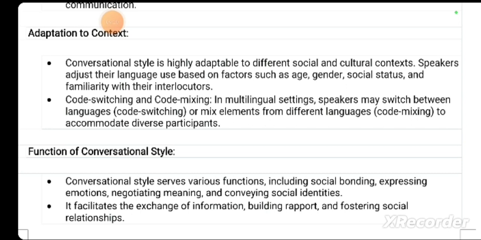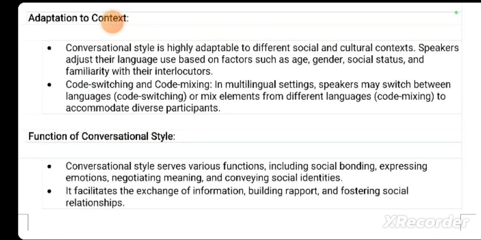You can code switch or code mix while talking, especially in multilingual settings where speakers may switch between two languages. They are talking in English and then suddenly they can switch to another language, for example Urdu or Punjabi, or mix elements from different languages, which is called code mixing, to accommodate diverse participants. We will understand this in the later part.